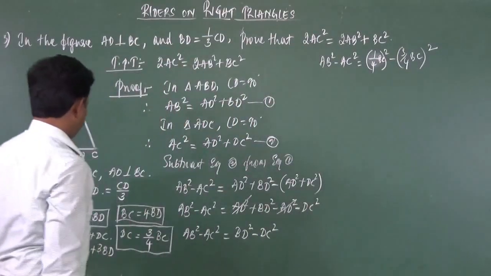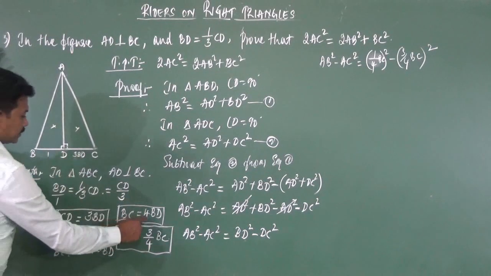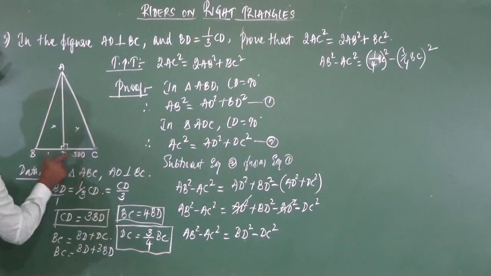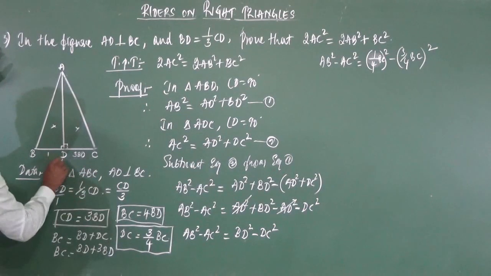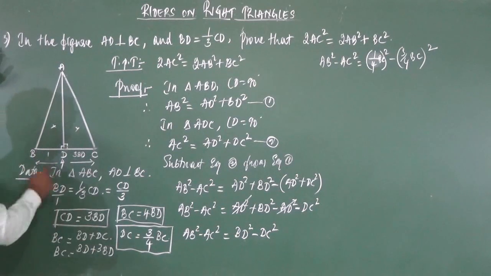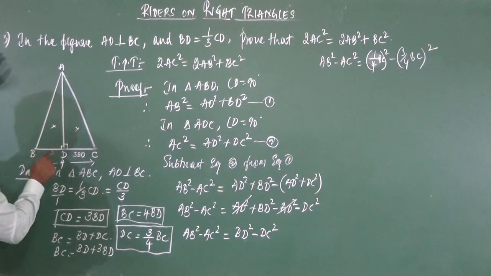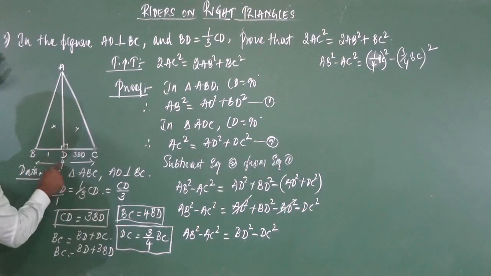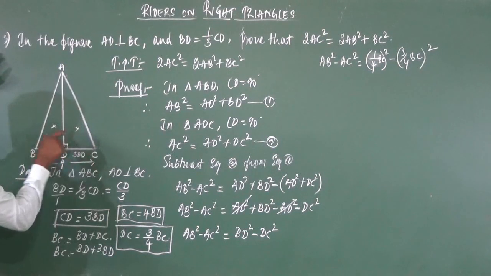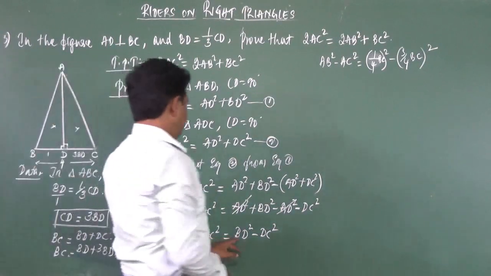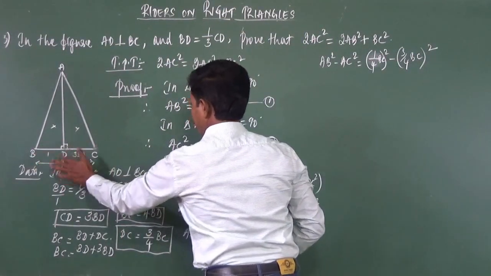So you can look here. BD is 1 unit and DC is 3 units. So BC is 4 BD, as DC is 3 BD and BD is 1 unit. So 1 unit plus 3 units, the entire BC will be 4 units, from here to here. So BD is 1 part out of 4 parts, therefore it becomes 1 by 4 BC. BD can be written as 1 by 4 BC, and DC can be written as 3 by 4 BC, right? That is what I have substituted there. Instead of BD, I have written 1 by 4 BC, and instead of DC, I have written 3 by 4 BC.